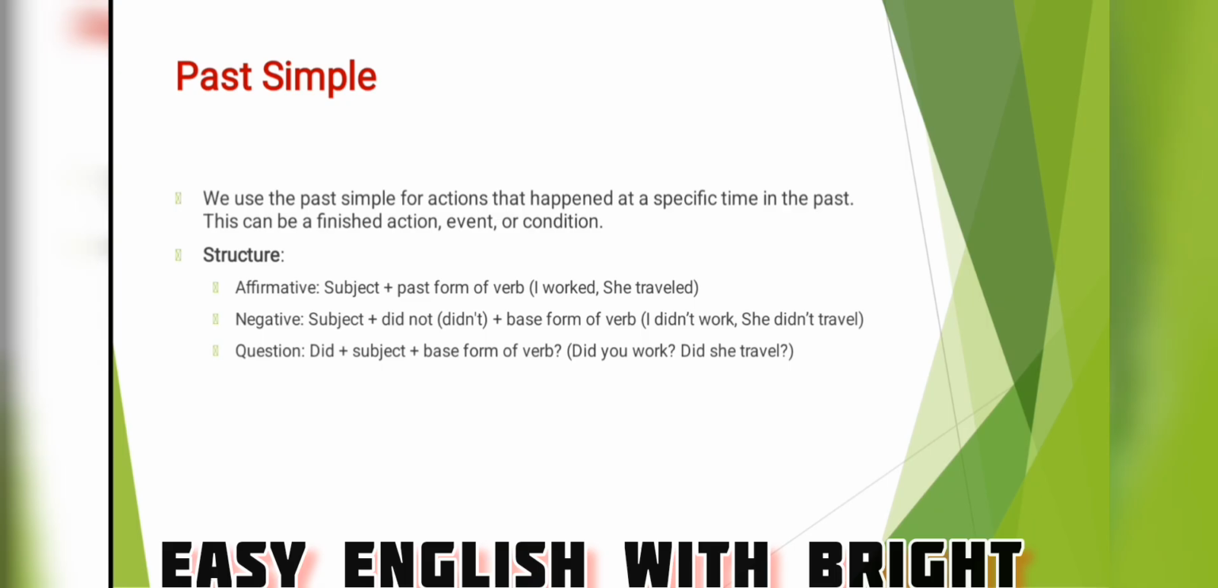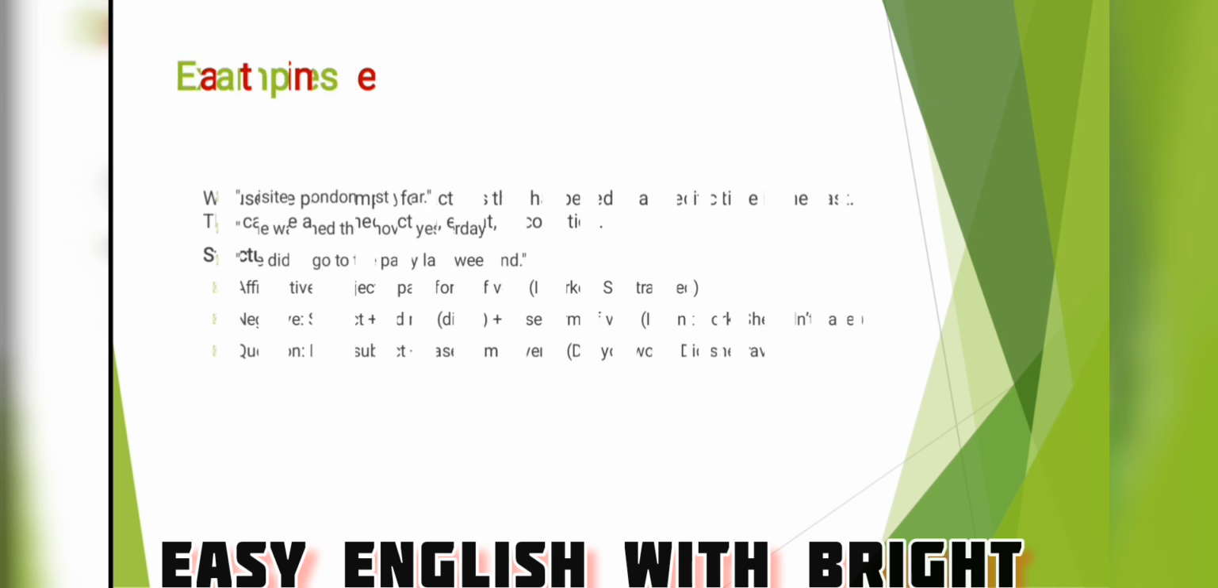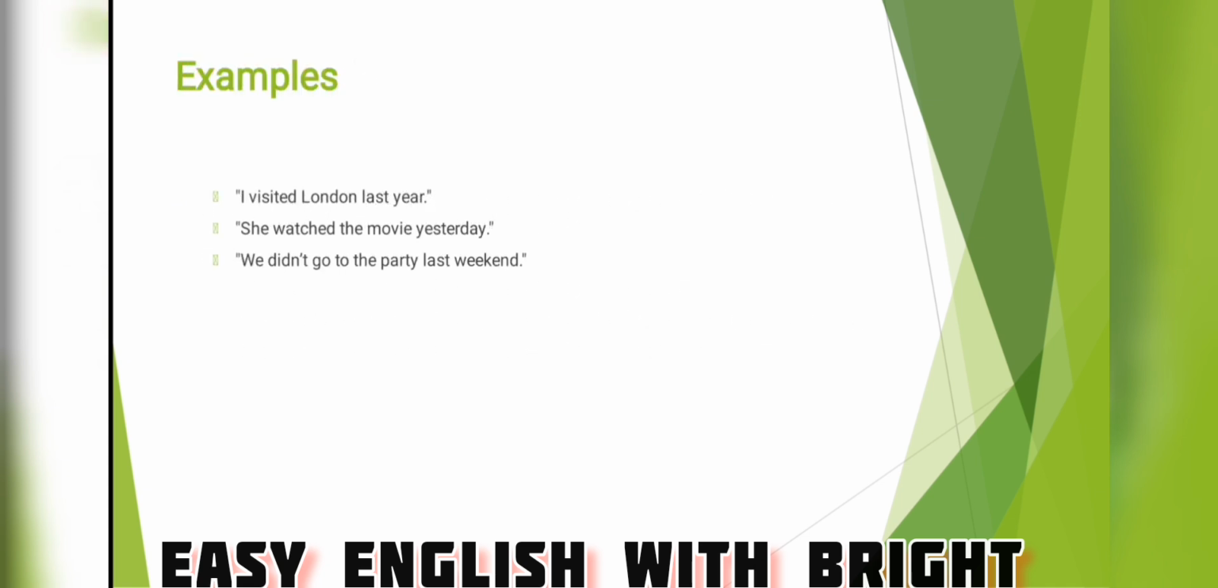Question: did plus subject plus base form of verb. Did you work? Did she travel? Examples: I visited London last year. She watched the movie yesterday. We didn't go to the party last weekend.